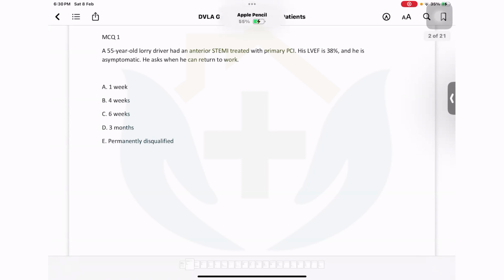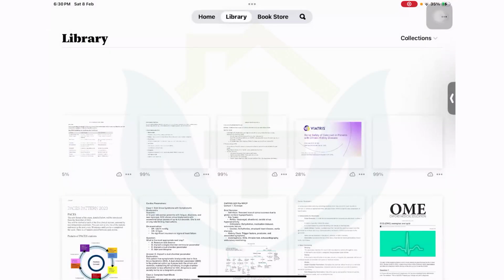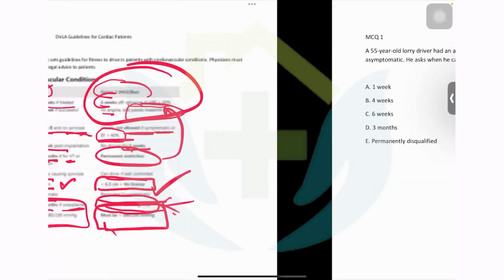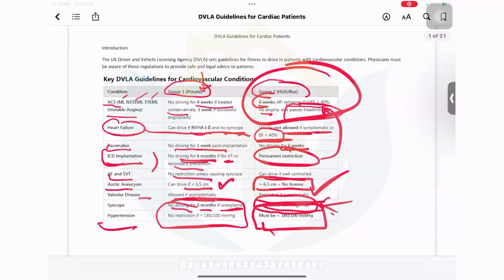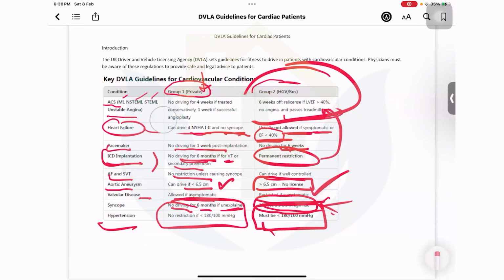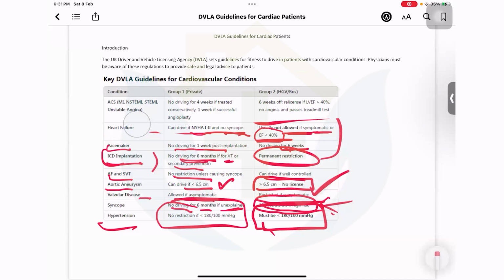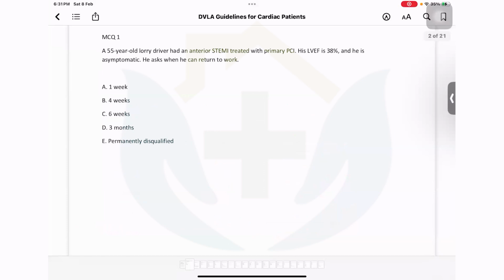So they have post MI. Yes. Primary PCI done. So we have cleared the patient with stenting. It is the first line. 40% not allowed. So after 6 weeks, EF will be checked. Okay. So he will need a reassessment, but when can he return back? After 6 weeks. Wonderful. So the answer is after 6 weeks.